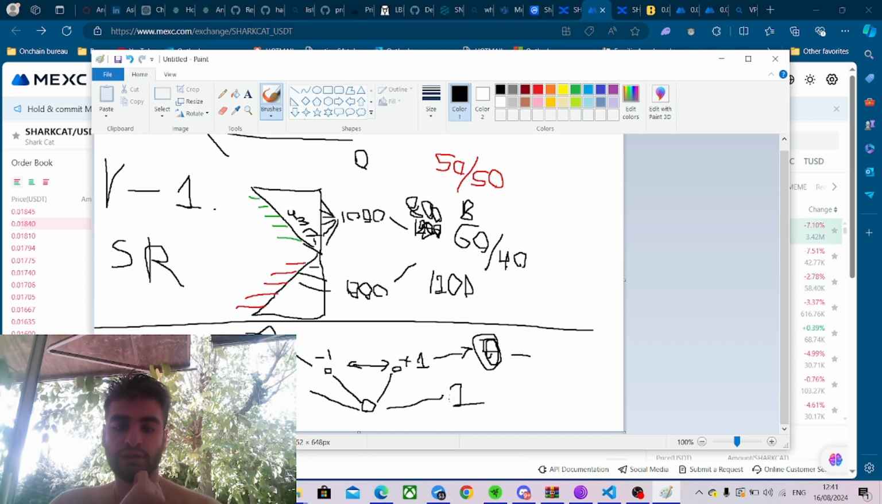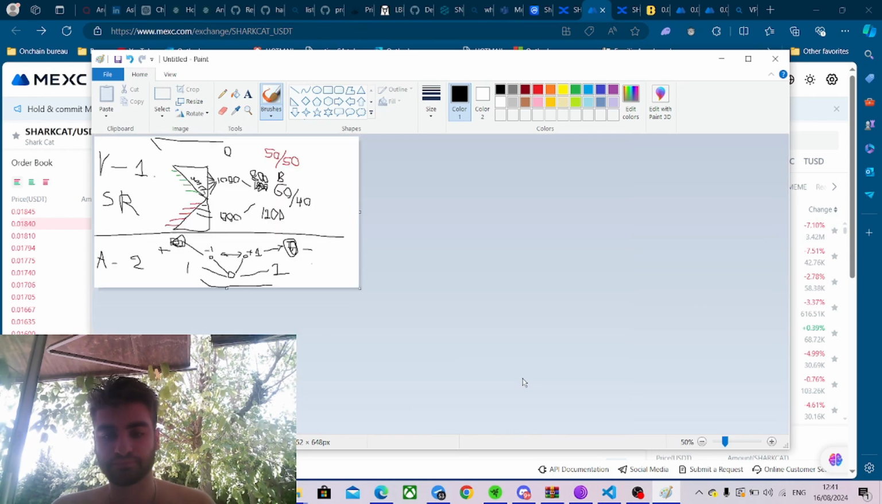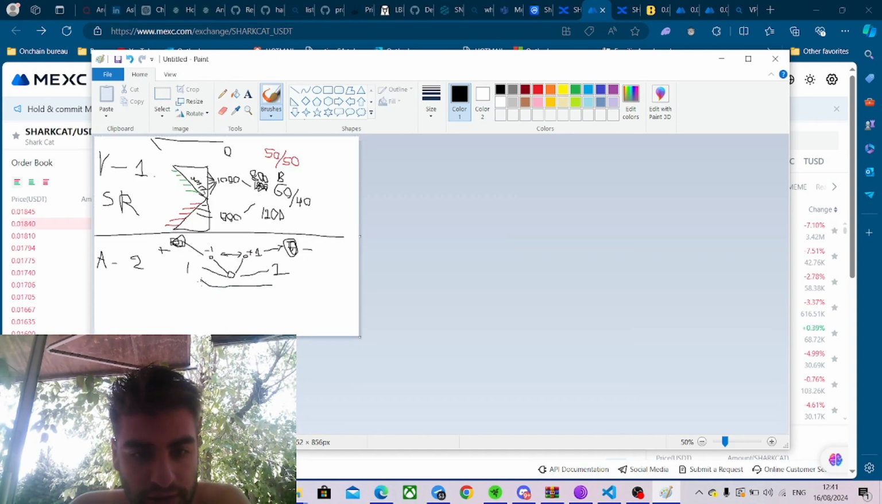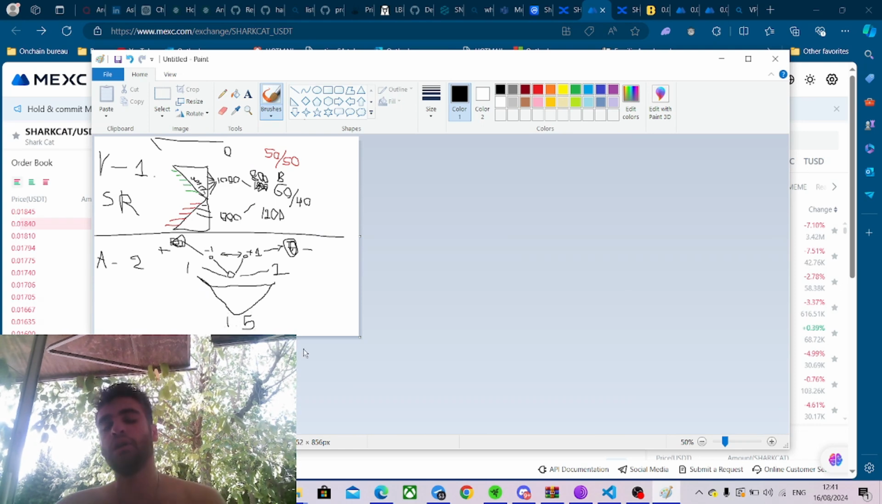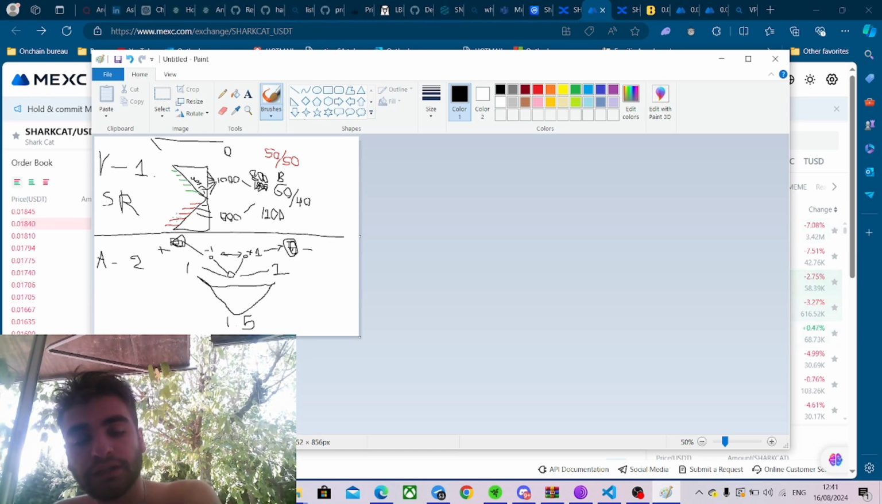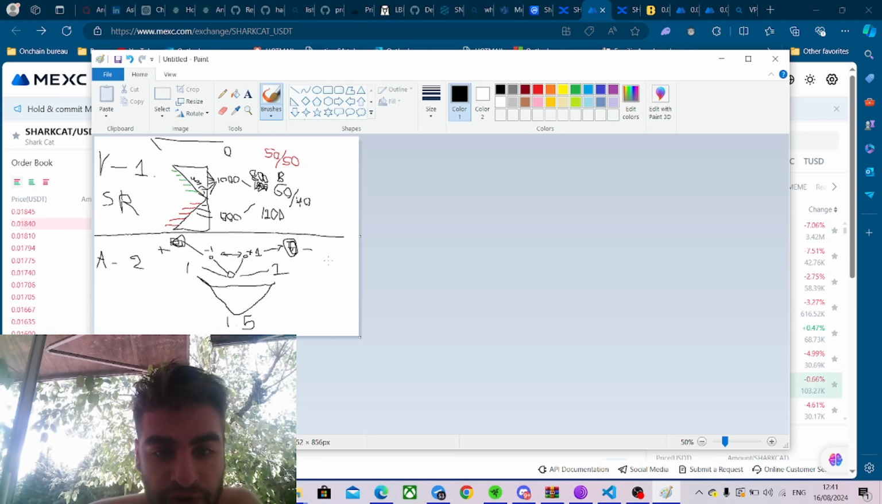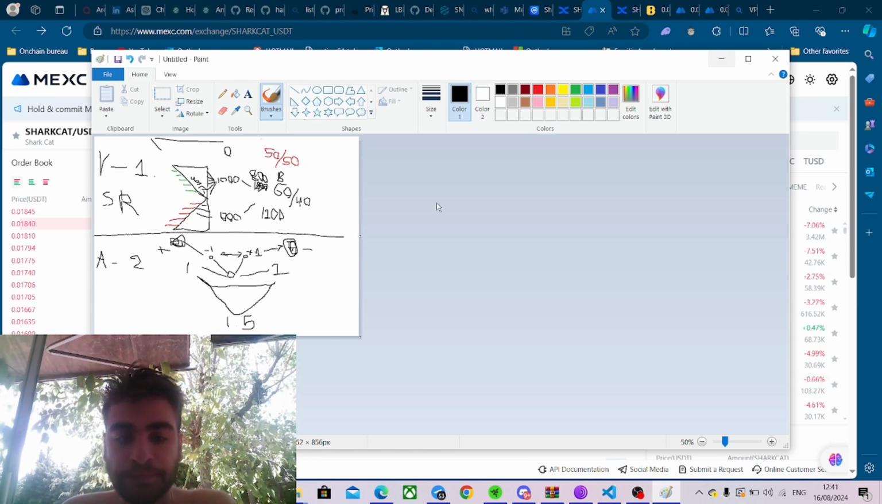until the price moves to 1.5. This is arbitrage and the most basic of market making.